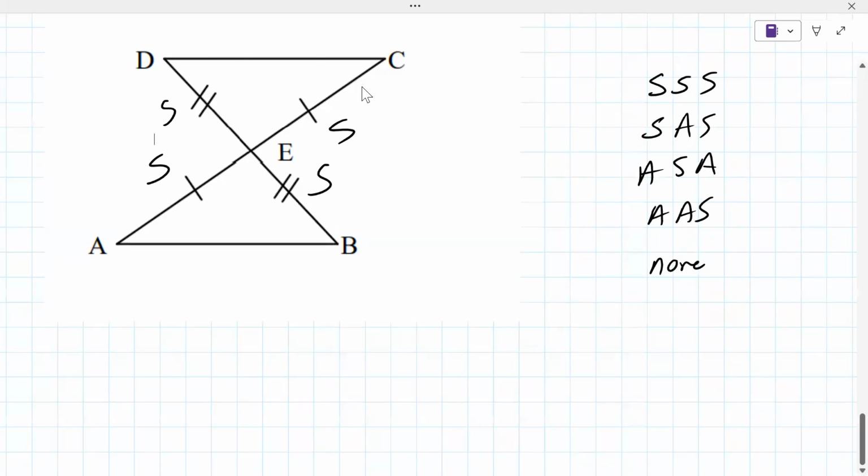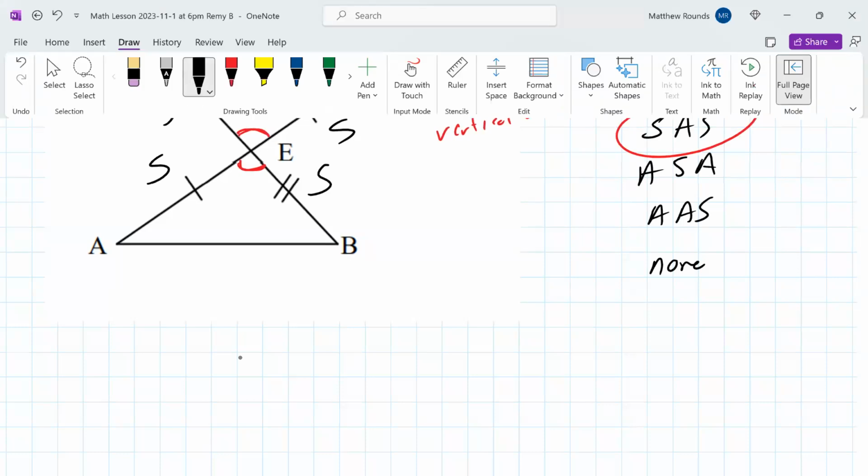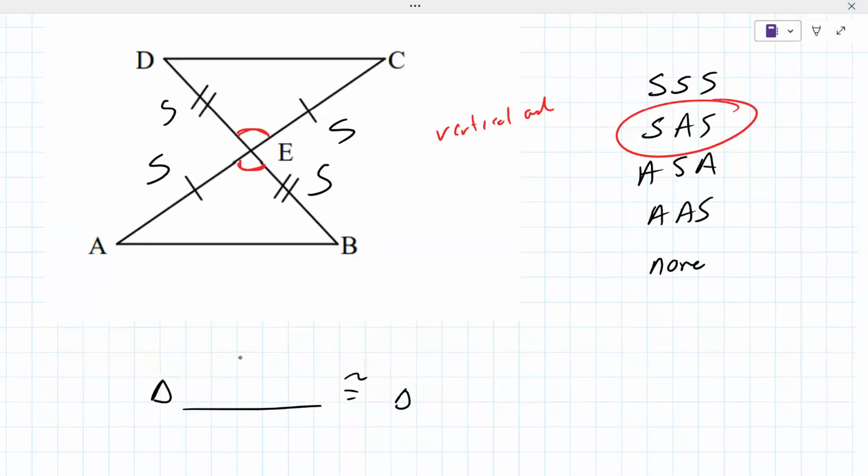Okay. But maybe there are some angles that are congruent. There are two angles that should be congruent, right? Yes. So there are two congruent angles. What kind of angles are these? What's the name for those? Vertical angles. Good. So this is side-angle-side. Give me the congruence statement, please.